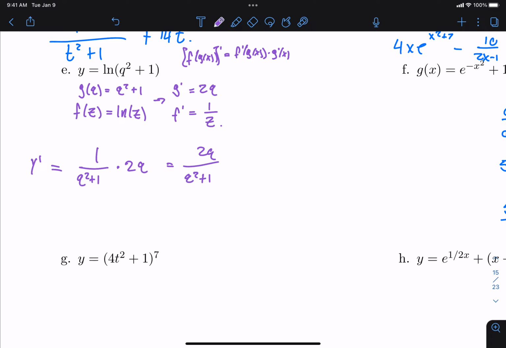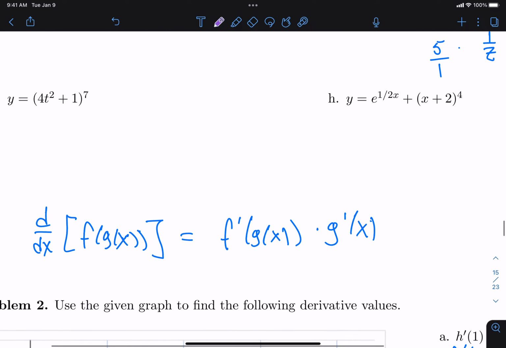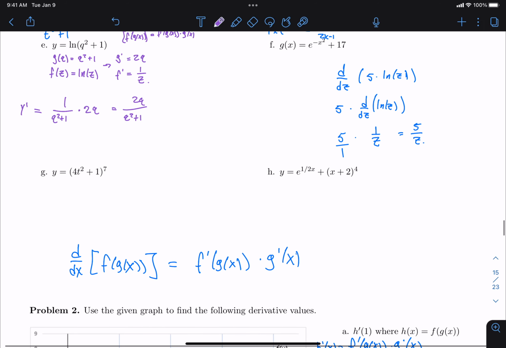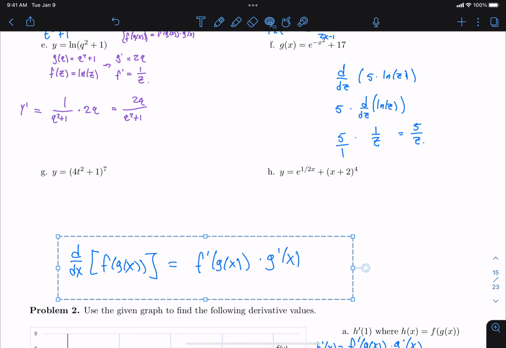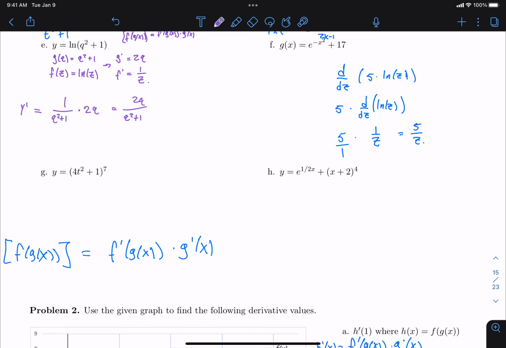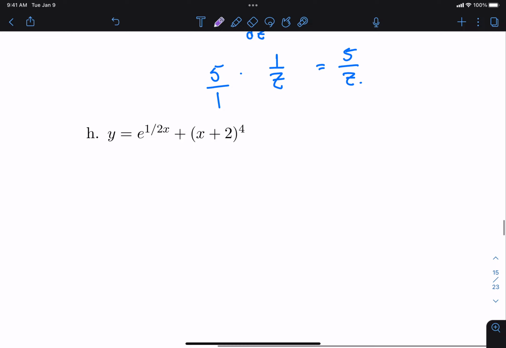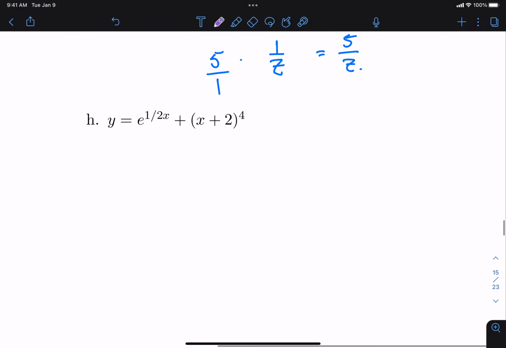All right, one more example. Okay, we'll do one more. Okay, we got f, g, and h. Which one looks like the most fun? H. H? Okay, we'll do H. Okay, so really quickly, I'm going to show you how I would do this chain rule problem.